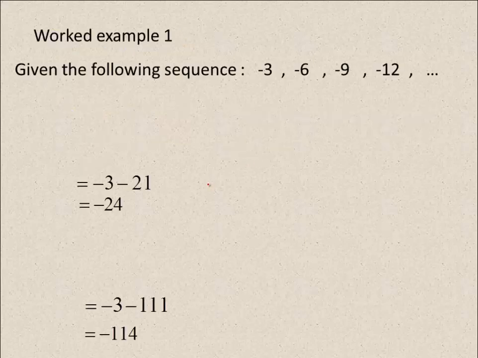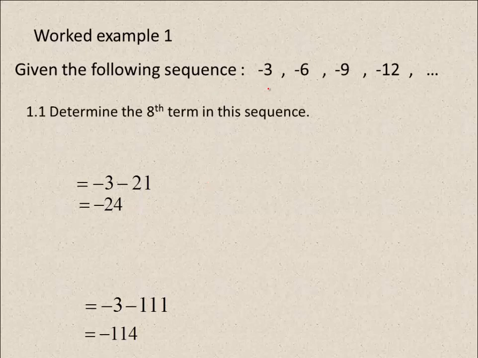Right. Let's go to worked example number 1. Question 1 is, given the following sequence, minus 3, minus 6, minus 9, minus 12, determine the 8th term of the sequence. I've got some numbers down here, but ignore them for now. The 8th term means, guys, I want to calculate 5, 6, 7, 8, the value of the 8th term. The sequence starts with minus 3, which means A is equal to minus 3, the first term.